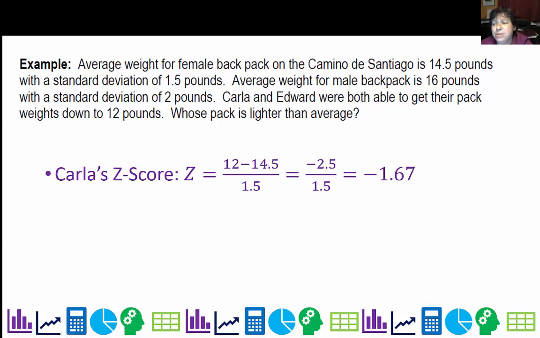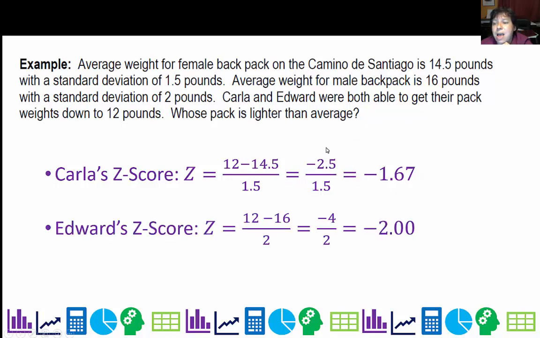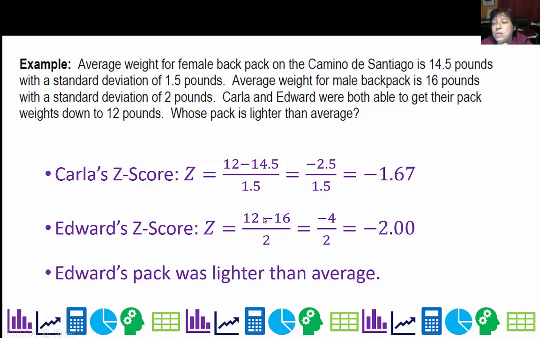So to calculate Carla's Z-score, we take her 12-pound pack weight minus the average for females and divide by the standard deviation, and we get negative 1.67. For Edward's Z-score, we go 12 minus 16 divided by 2, which is negative 2. So Edward's pack was lighter than average.